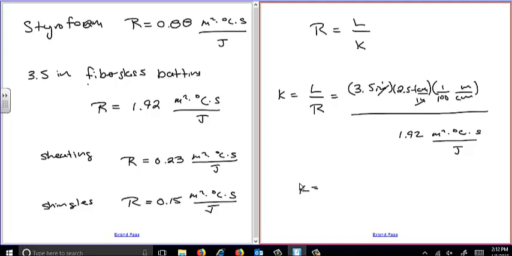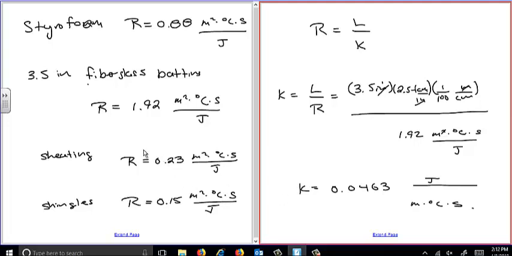So let's see what we get. 3.5 times 2.54 divided by 100 divided by 1.92, and I get K is equal to 0.0463. Now the units, you can see this meter is going to cancel out with one of those, but then you take the reciprocal, so you get joules per meter degrees C second. So that's the units for K.